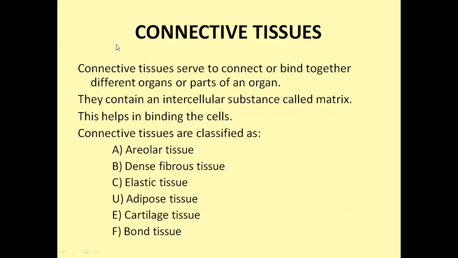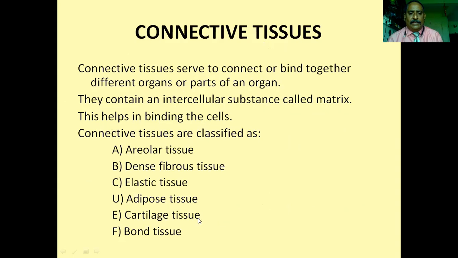Coming to connective tissues, they serve to connect and bind together different organs or parts of the body. It contains an intercellular substance called matrix. This helps in binding the cells. Connective tissues are classified as areolar tissue, dense fibrous tissue, elastic tissue, adipose tissue, cartilage tissue, and bone tissue.